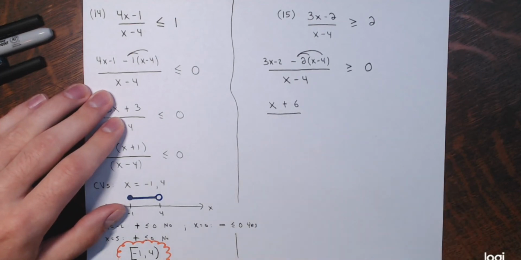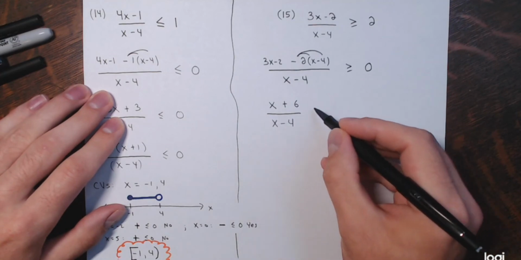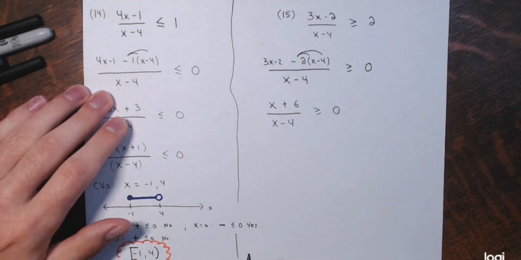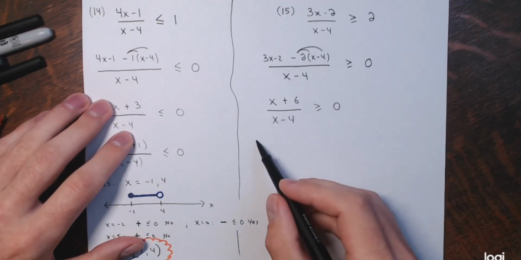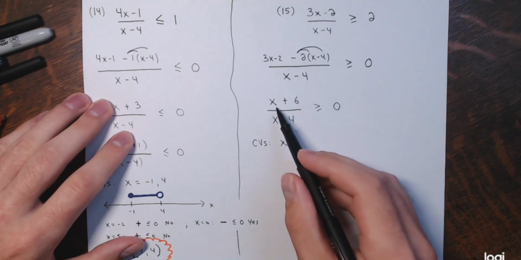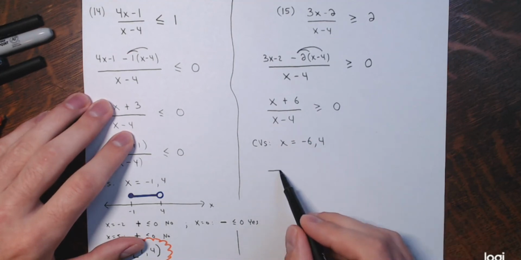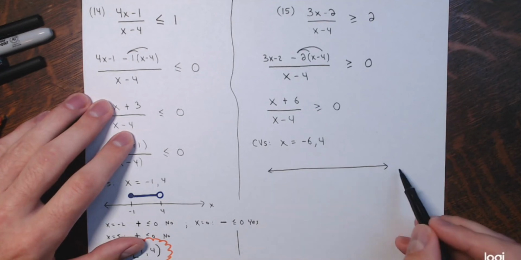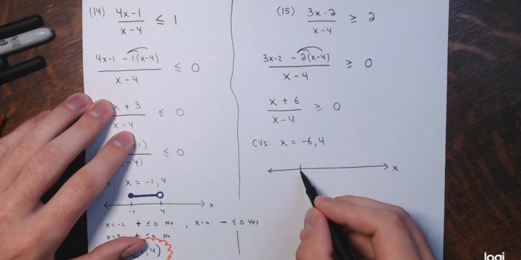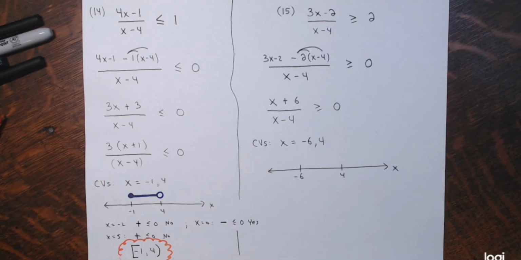x plus 6 in the numerator, and x minus 4 in the denominator, and again we have a 0 on the other side, greater than or equal to 0. Alright, so the critical values, CVs, are the values of x that make the numerator or denominator 0. We have negative 6 for the numerator, positive 4 for the denominator. I put these values on a number line representing possible values of x. Negative 6 is to the left of 4. And I test to see if these are solutions.